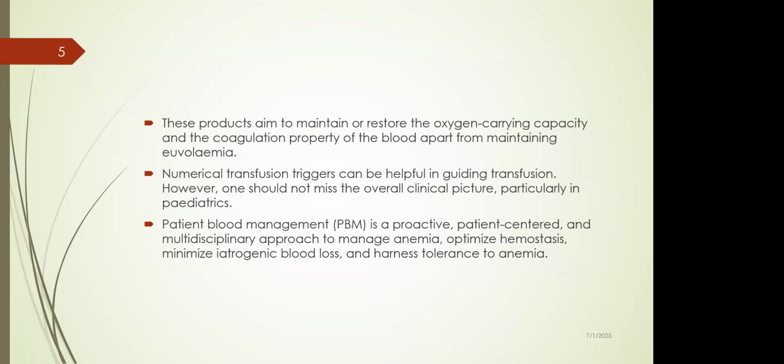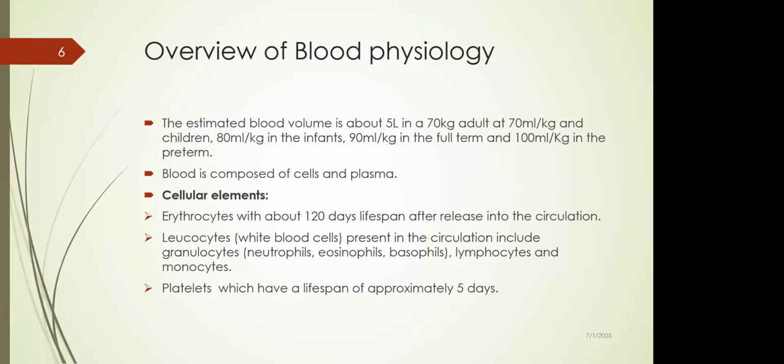euvolemia. Now, a numerical transfusion trigger can be helpful in guiding transfusion. However, one should not miss the overall clinical picture, particularly in pediatrics. Patient blood management is a proactive, patient-centered, and multidisciplinary approach to manage anemia, optimize hemostasis, minimize iatrogenic blood loss, and harness tolerance to anemia. Now, the overview of blood physiology.